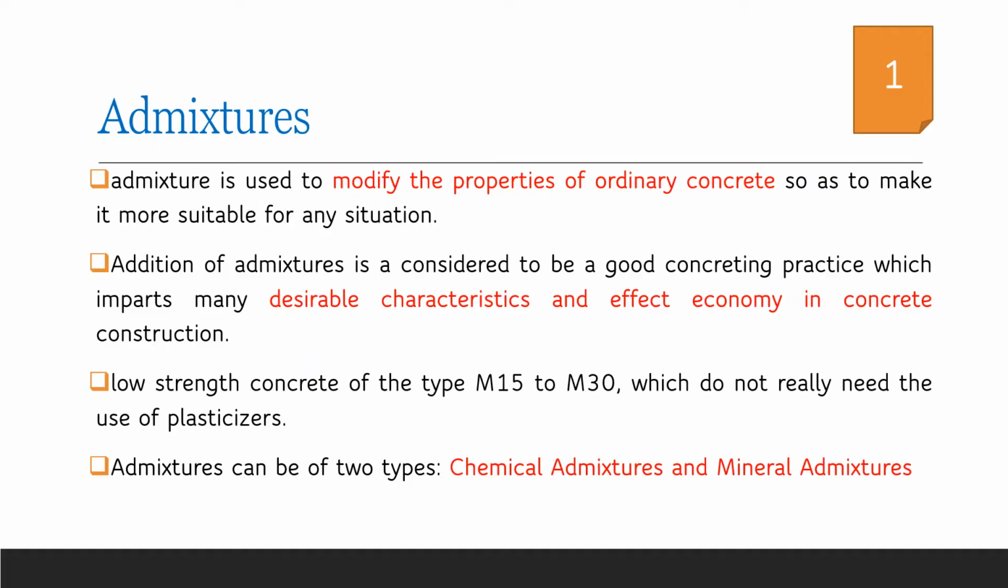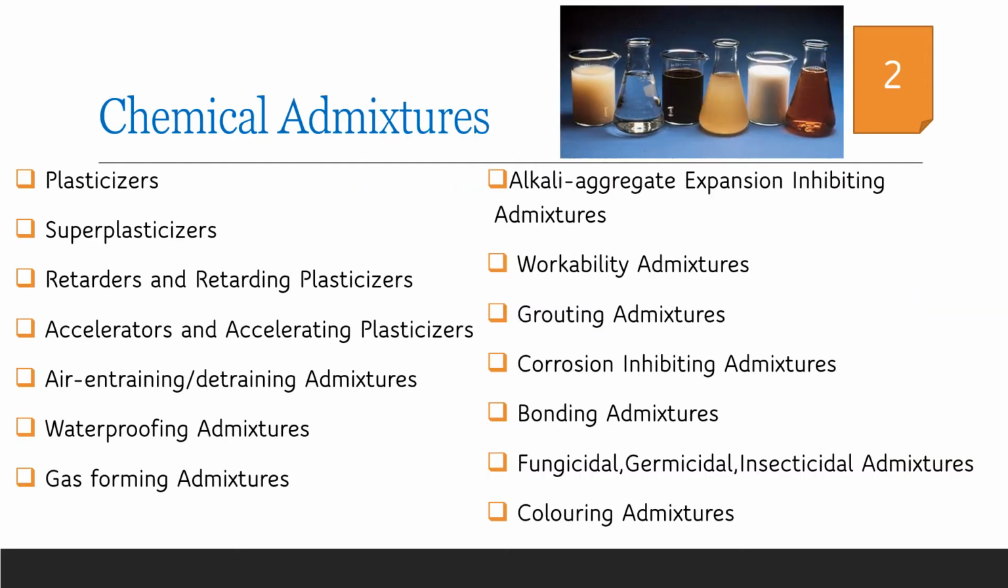Admixtures are used to modify the properties of ordinary concrete so as to make it more suitable for any situation. It enables certain desirable characteristics in concrete as well as improves the strength and economic characteristics of concrete. Low strength concrete generally does not require the addition of admixtures to improve its characteristics. In general, admixtures can be classified into chemical admixtures and mineral admixtures. In this session, we shall discuss chemical admixtures.